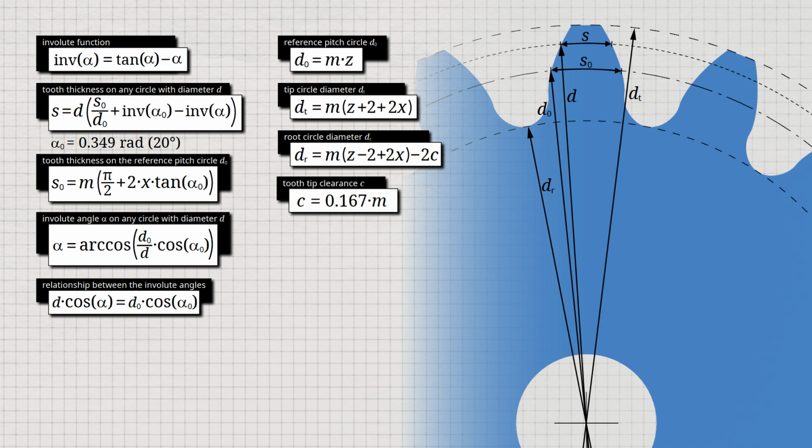Using these formulas, we can now determine not only the tooth thickness on any circle with diameter d, but also, for example, the tooth thickness st on the tip circle of the gear. To do this, we must use the tip circle diameter dt as the diameter d in the formulas. This is important because the tooth tip thickness decreases with positive profile shift, and it is then necessary to check that the tooth tip thickness is still sufficient. As a rule of thumb, the tooth tip thickness st should be at least 20% of the module. If this is not the case, the tip circle should be shortened accordingly. For more information, see the video on profile shift.